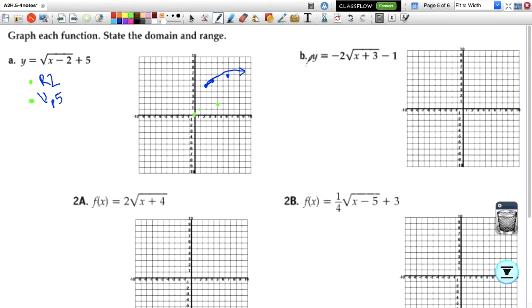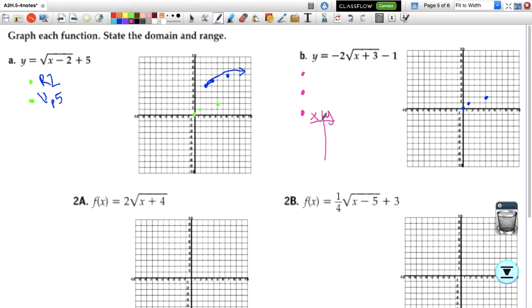Let's take a look at B, okay? So I'll start off with my parent function, 0, 0, up 1, forwards 1, up 1, forwards 3. Then I'm going to think, what are the shifts that are happening here? Well, I'm adding on the inside. I'm subtracting on the outside. So I got two things there. I'm multiplying, and I'm multiplying by a negative. Now, if you are multiplying by anything, your last step is going to be to make your XY chart.